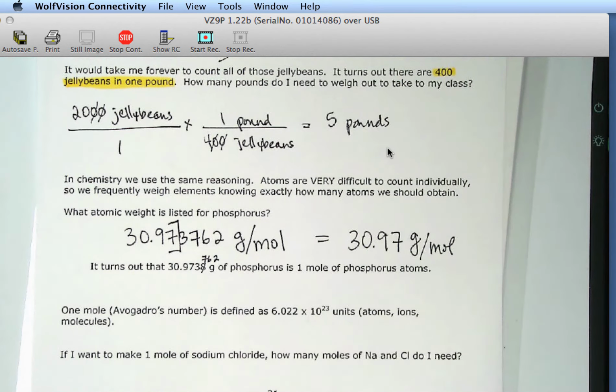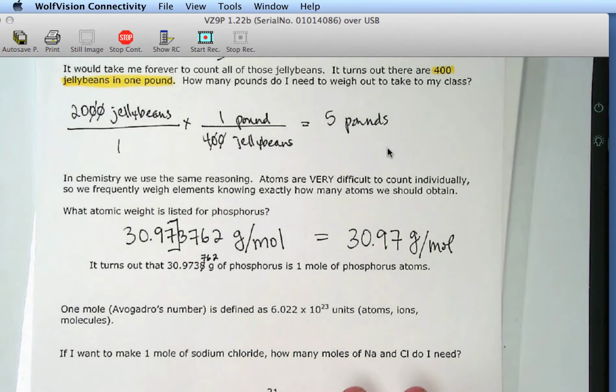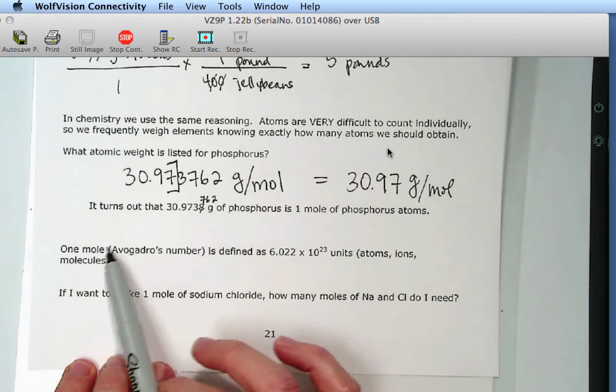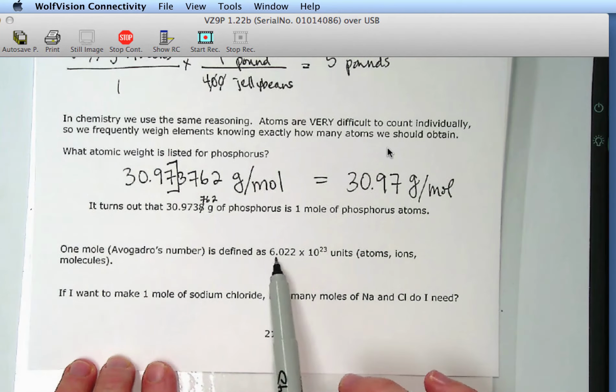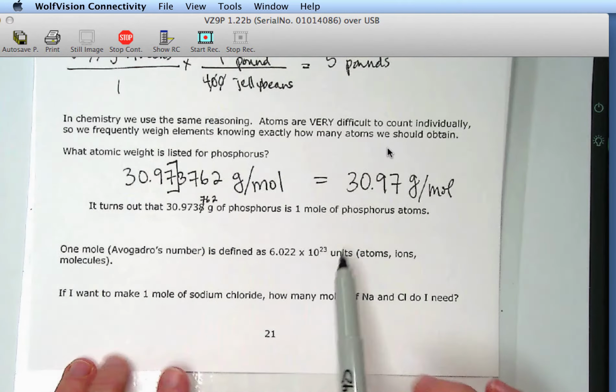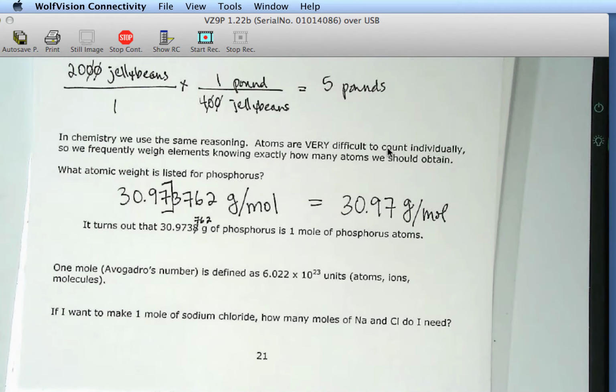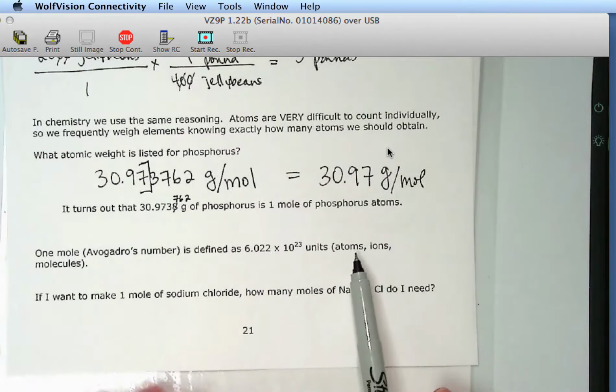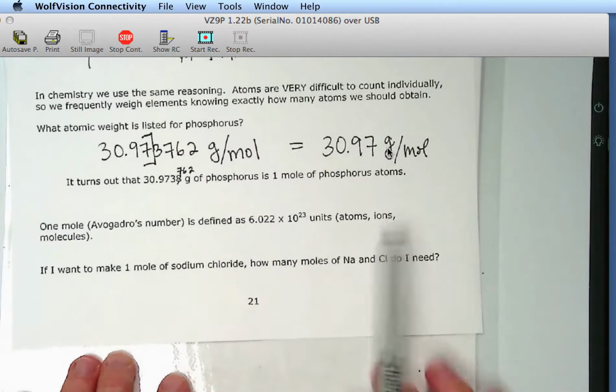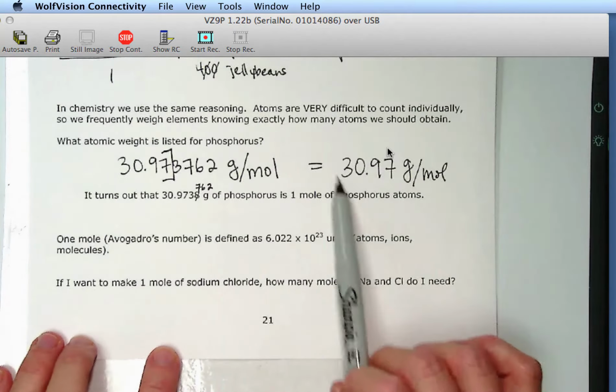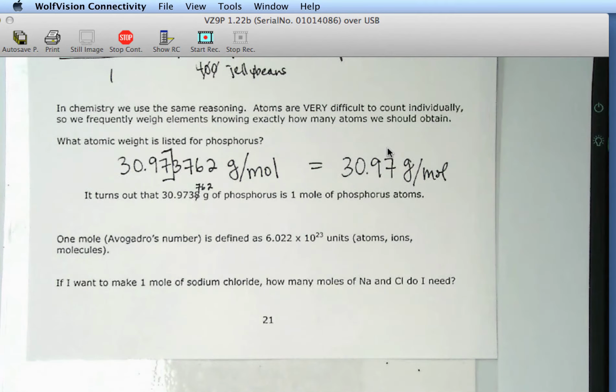Remember I said 1 mole is like a dozen in chemistry. So 1 mole, and this number is referred to as Avogadro's number, is defined as 6.022 times 10 to the 23rd units. It depends on what those units are. If you're dealing with an ionic compound, it's ions. If you're dealing with a covalent compound, it's molecules. So it depends on the compound. If I weigh out 30.97 grams of phosphorus, that means I have 6.022 times 10 to the 23rd atoms of phosphorus. So that is a lot of atoms, but you could not count them because they're so small.